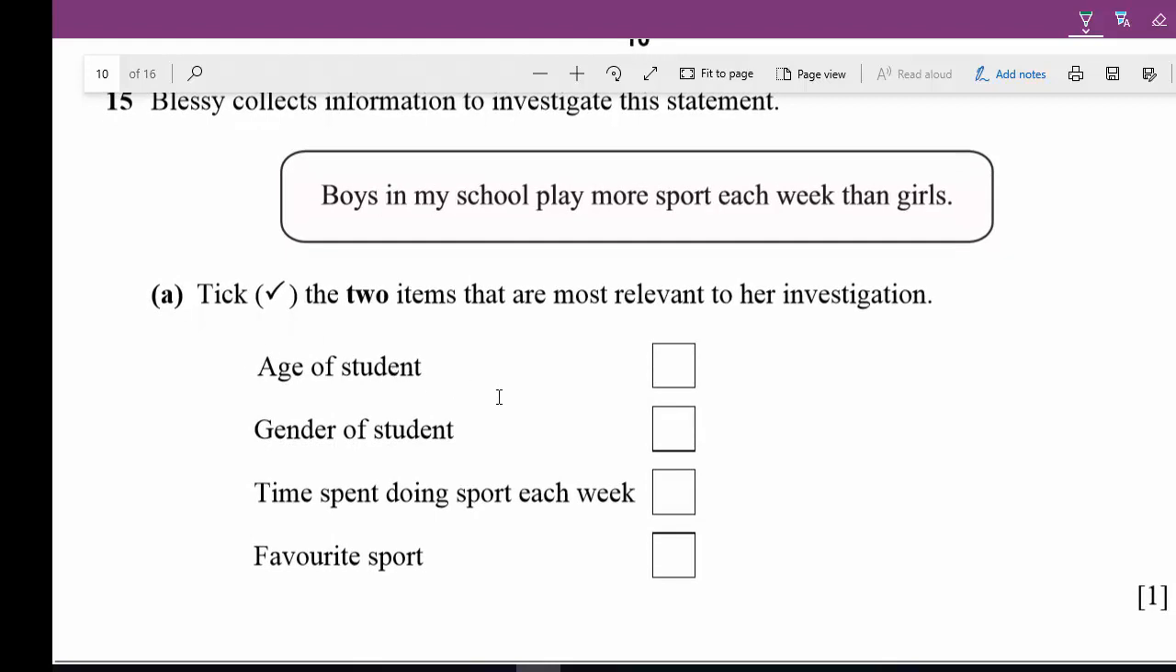Age of the student, age doesn't matter. Gender of the student, yes. She needs to check whether the person who answers is a boy or a girl. Time spent doing sports, yes, she must know that, to check if boys play more sports than girls. Favorite sport, it doesn't matter.